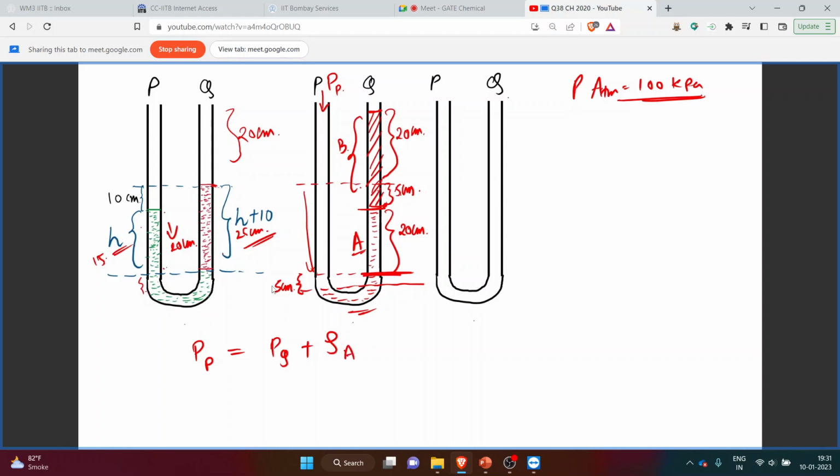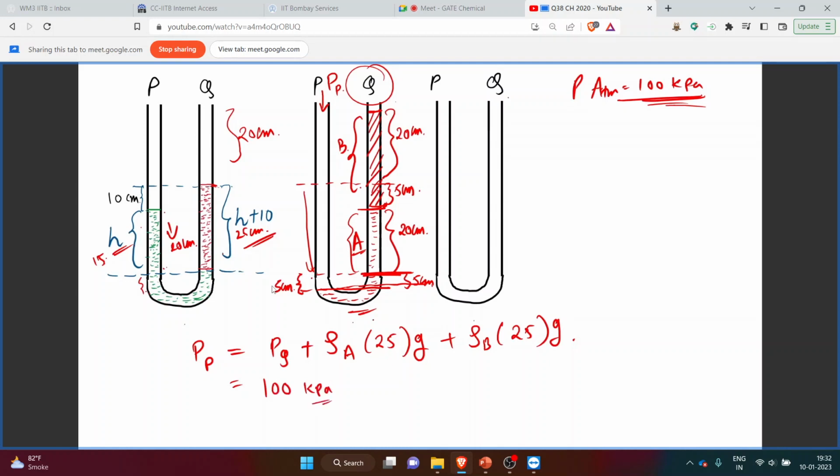rho A. So this is again 5 centimeters. Over here also it will be 5 centimeter. So the height of the fluid A on the right hand side is 20 plus 5, that is 25 centimeter. So rho A into 25 into g plus height of this B liquid is rho B into 25 into g. Now P_Q, on this Q side we are having this atmospheric pressure of 100 kilopascal, so we can write it as 100 kilopascal.